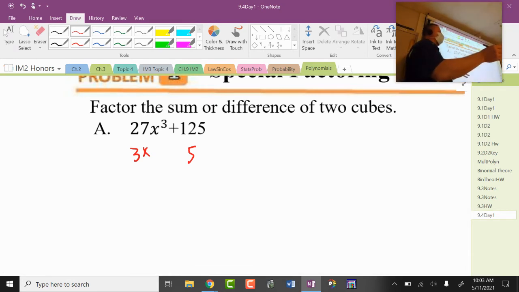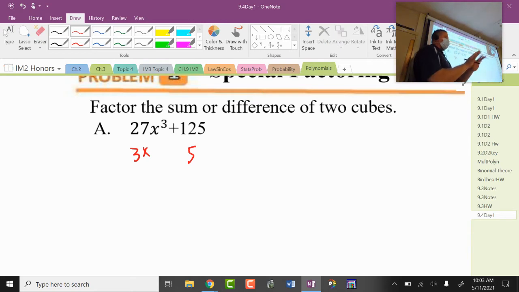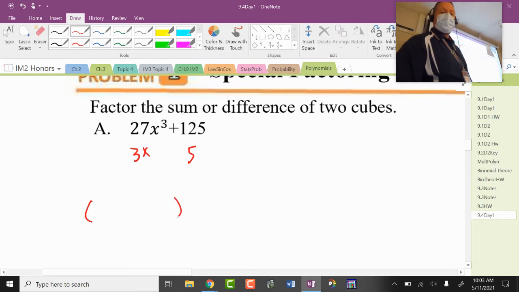So here's what happens. By the way, good FOILers, this is not a FOIL, though. When we check, there's going to be 6 multiplications. You guys remember that this is a binomial times a trinomial?